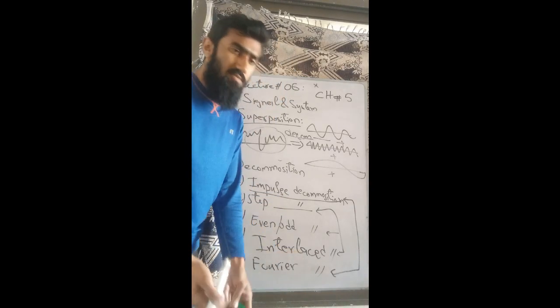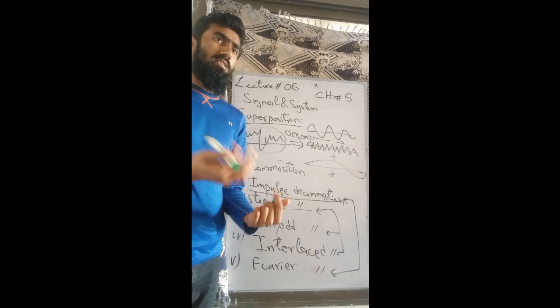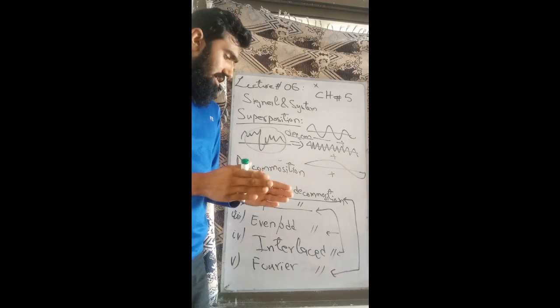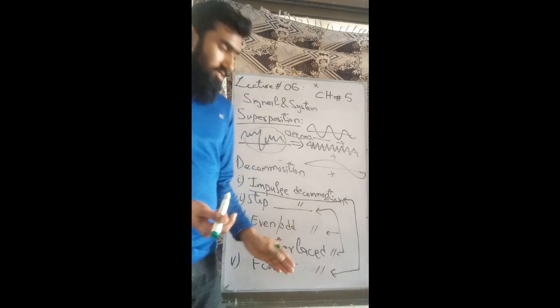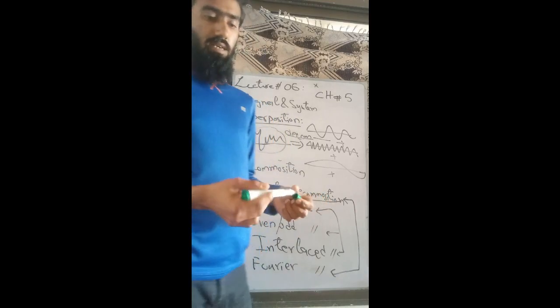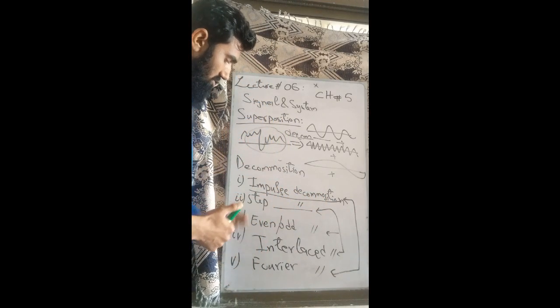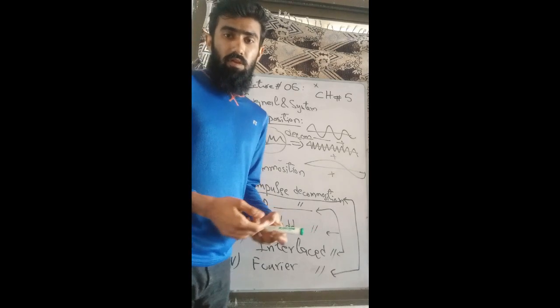Fourier decomposition deals with analog signals. In DSP we are dealing with discrete systems, so we do not use Fourier decomposition as much, but we can use the Z transform, which is the same as the Fourier transform but in the discrete domain. So we will use that later. So these are all the types of decomposition. Now we study them one by one.